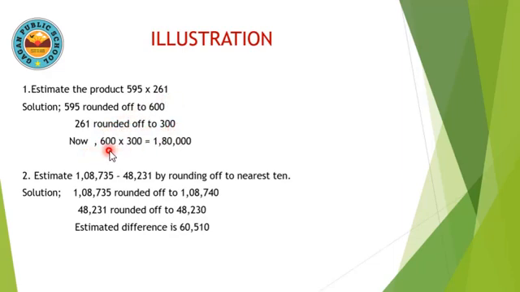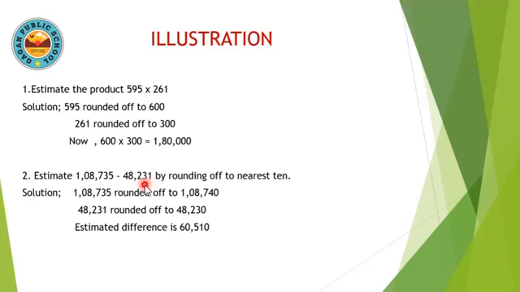Then we will multiply this. 6 into 3 is 18. And how many zeros are there? 1, 2, 3, 4. So we will put 4 zeros after 18. Okay. Now question number 2. We estimate this by rounding off to the nearest 10. Okay, nearest 10. So you will round at the 10's place. The number is 3.